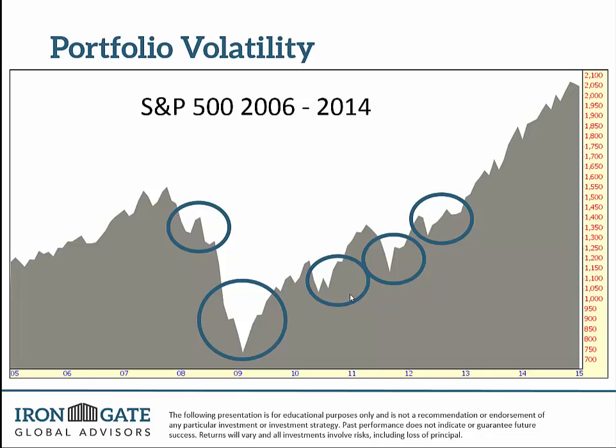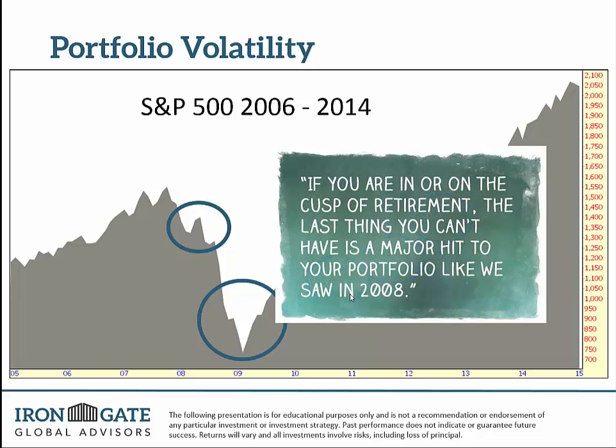Well, some people can stomach volatility, and some people can't. In fact, we have this saying on our website, and I really like it. It says this: if you are in or on the cusp of retirement, the last thing you can have is a major hit to your portfolio like we saw in 2008. So if you are in or on the cusp of retirement and you're counting on that portfolio to help you through retirement, portfolio volatility, especially downward volatility, you can't have it hit you as maybe you have been able to in the past, right?